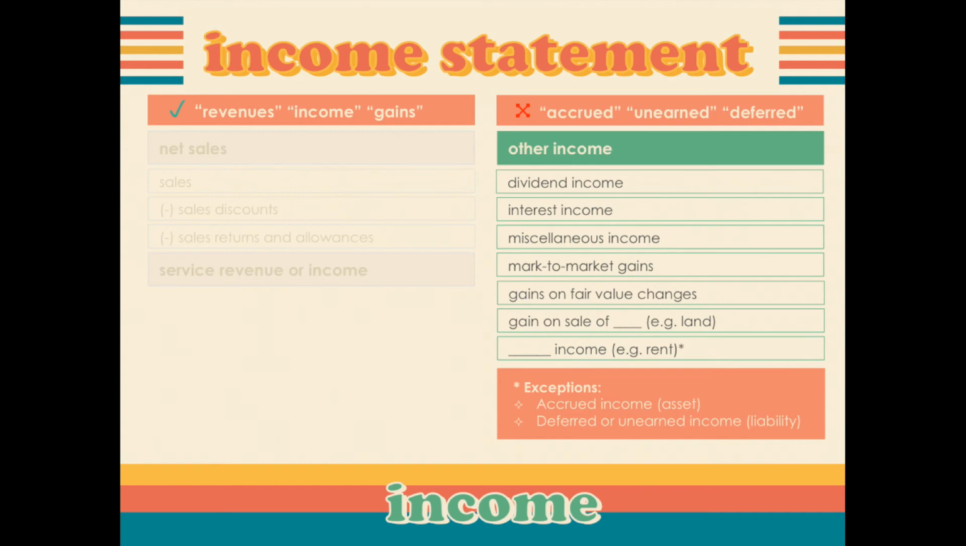Mark-to-market gains and gains on fair value changes are gains due to increases in the value of investments. This is an advanced concept and will be discussed in advanced accounting lessons. So you'll notice that there are a lot of variations for income depending on the nature. You can also have rent income, gain on sale of land, and so on.